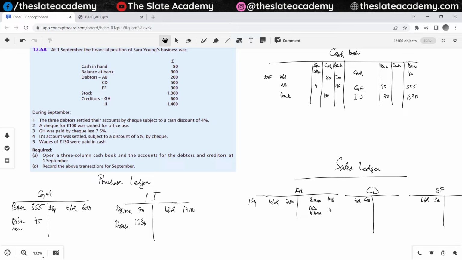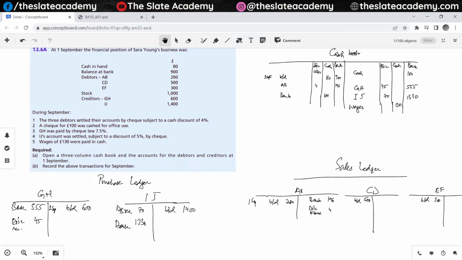Then what I do is I pay wages of 130 in cash. Fine. So wages debit, and this one credit by how much? 130? 130. Okay. That's it for this.